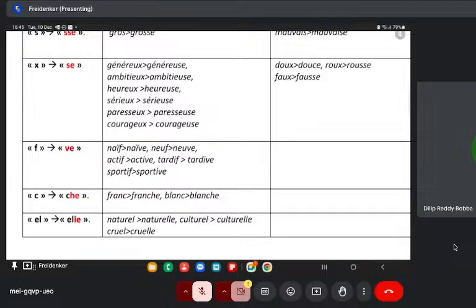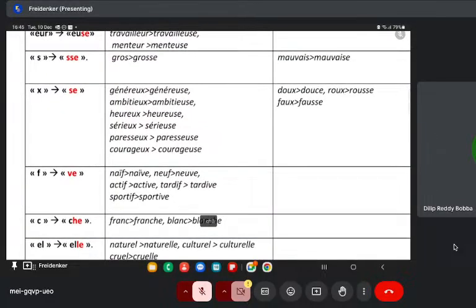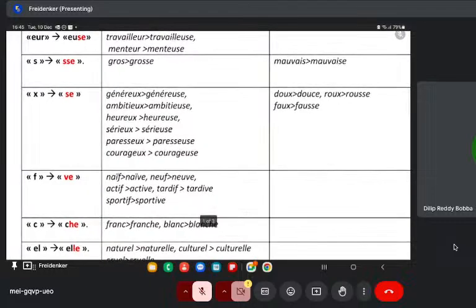So this is some general rule. You can't simply add an E. You have to convert the X into S. This is one rule. The exception to this rule is you have some three words where that is not happening. So doux is soft. Doux, masculine, feminine. Roux, red-headed man, red-headed woman. Faux and fausse. Faux is wrong or false. So masculine version, feminine version.